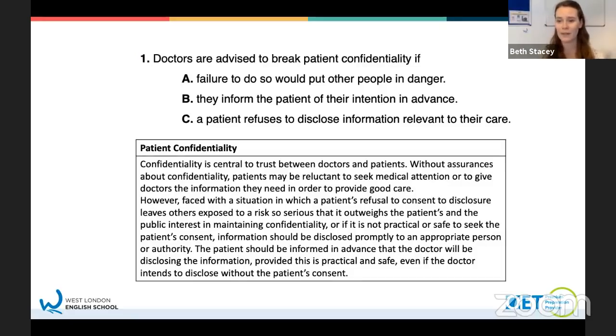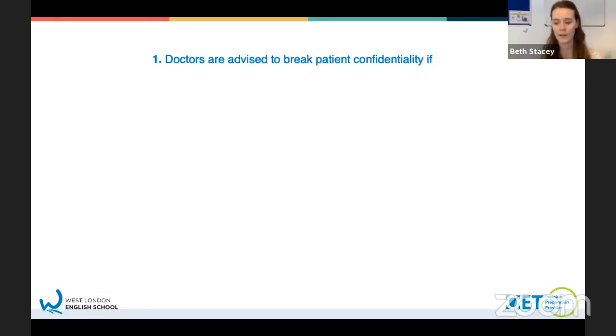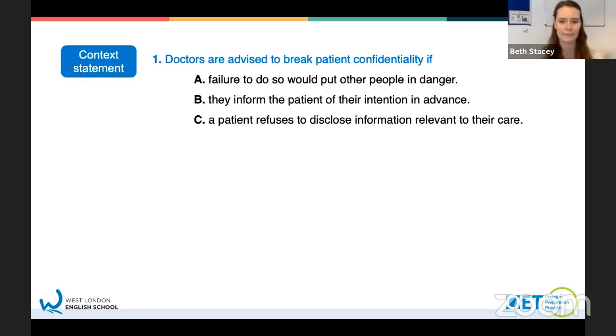Before we do that, we're going to look at how I make sure that I understand the question. What we have here is a context statement. Make sure that you always read that. It might also be the question, and look at every single word. So doctors are advised. Okay, so what advice is there? We might think of synonyms. Maybe the word should will be there.